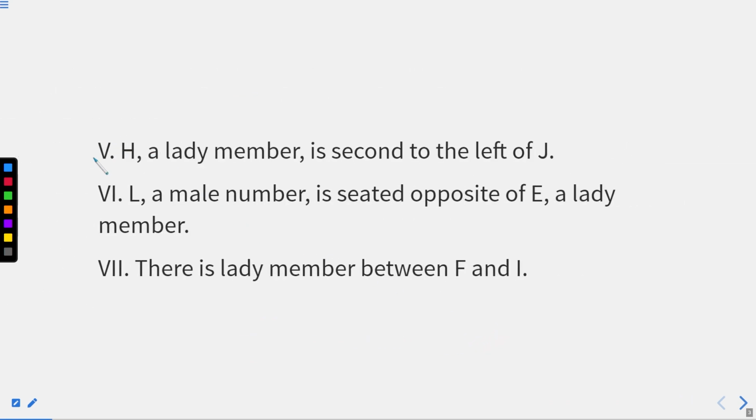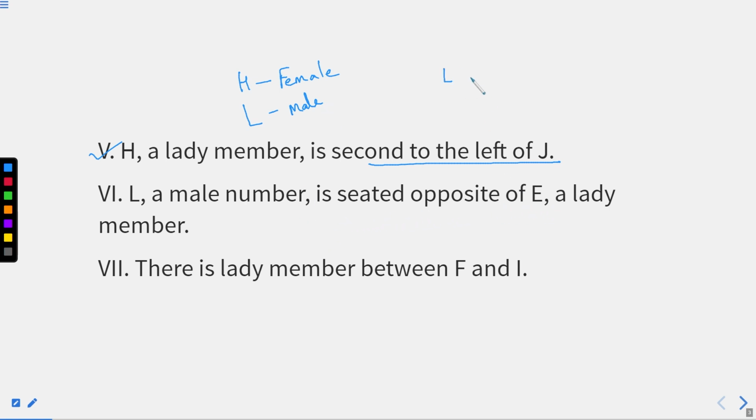So point number 5 says that H, a lady member, is second left to J. Now we know that H is a female. Again a point to note, he or she is second left to J. I hope the fifth point is also clear. Now point number 6. L is a male member. We know that L is a male member, is seated opposite to E.